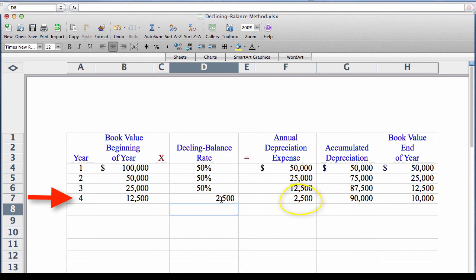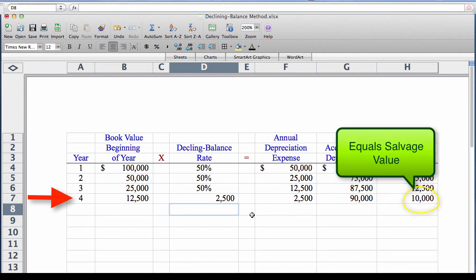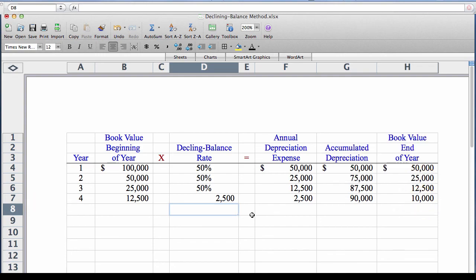This will result in annual depreciation expense of $2,500 in year four. My accumulated depreciation will then be $90,000. The book value at the end of year four will then be $10,000. This is equal to the asset's salvage value.